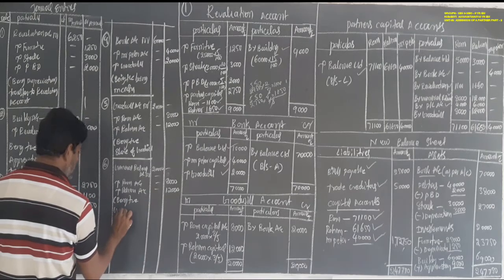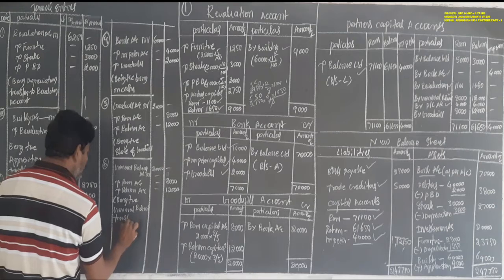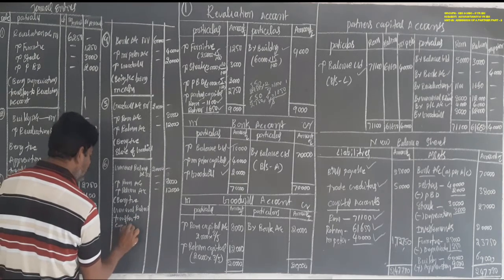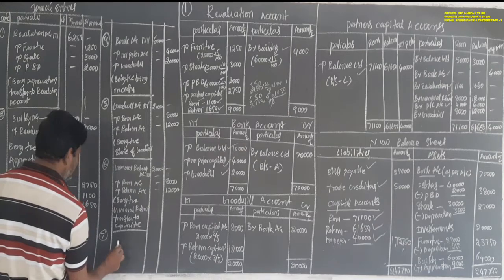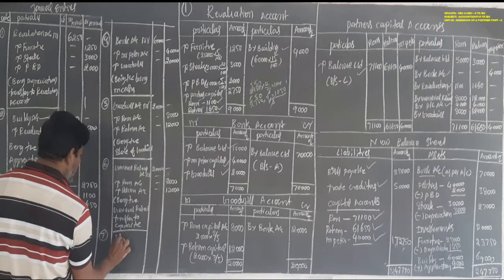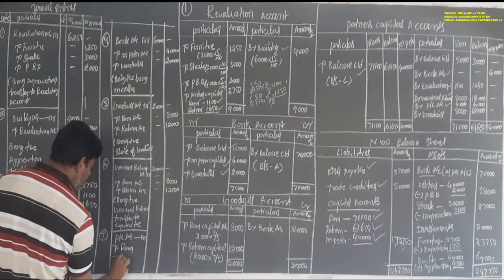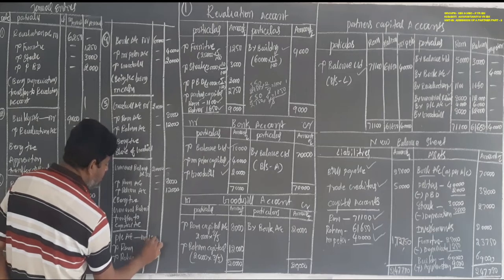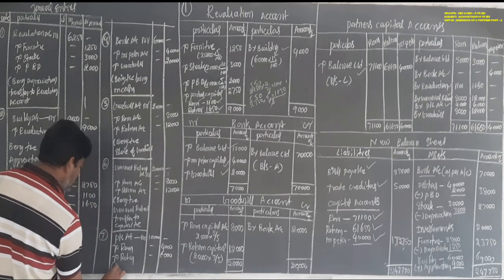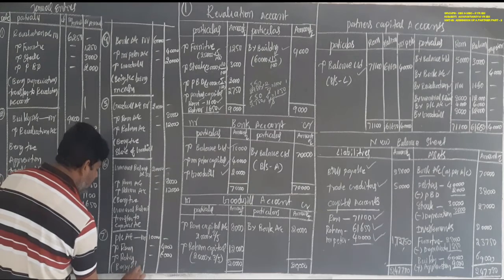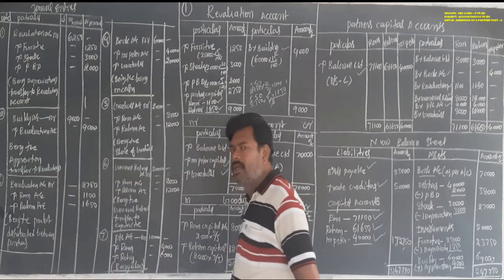Being the general reserves transfer to capital accounts. Seventh one, last one, P&L account debit to Ram, to Rahim. 10,000 rupees, 4,000, next 6,000. Being the share of profits. This is the way we are preparing the journal entries.